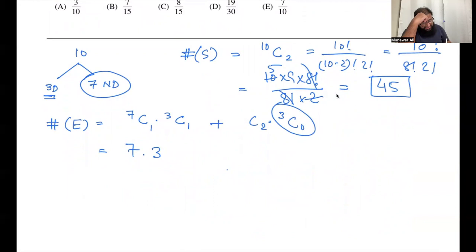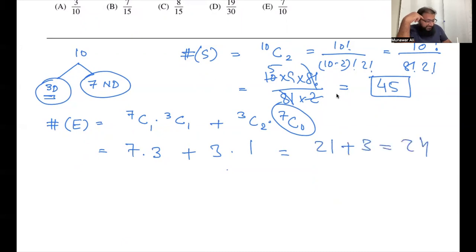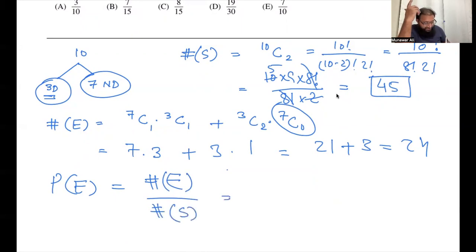So this should be 3 choose 2 and 7 choose 0 because 3 are defective. So I have at least 1 defective or 2 defectives. 3 choose 2 is same as 3 choose 1, which is 3 times 1. So 7 times 3, 21 plus 3 is going to be 24. And the probability of event is number of elements in event E divided by total number of points in the sample space. So this is 24 over 45.